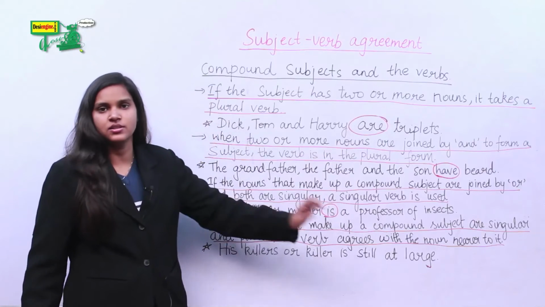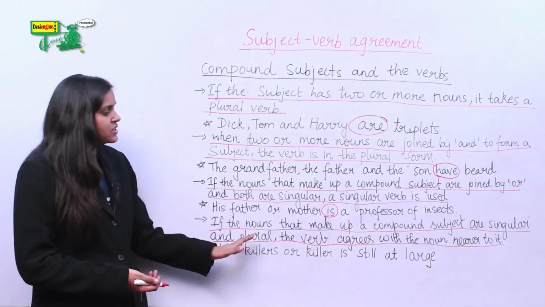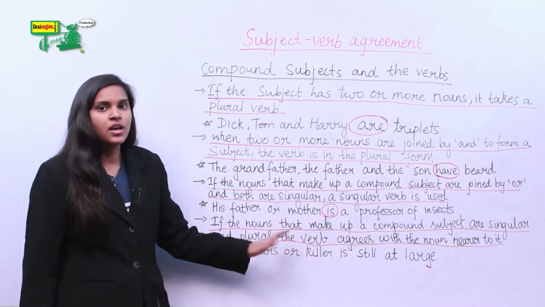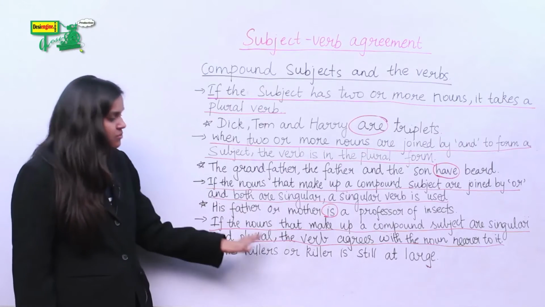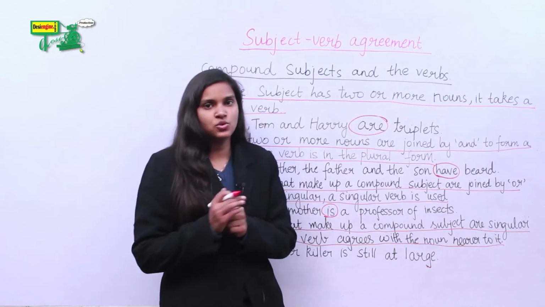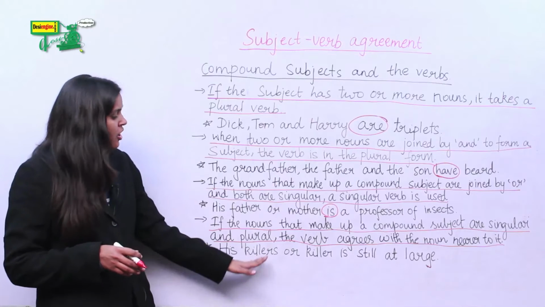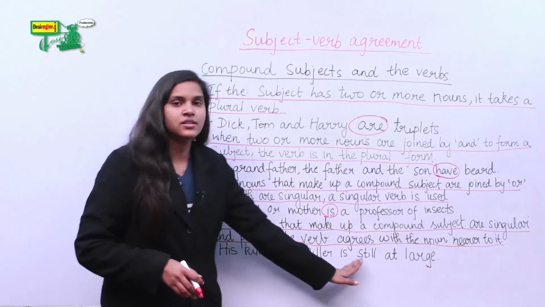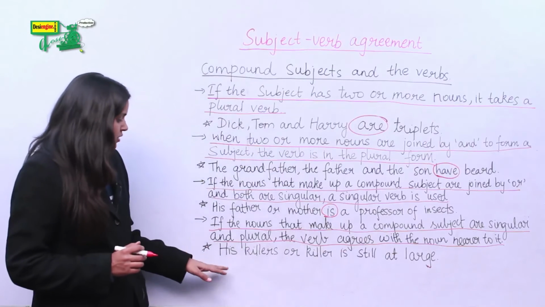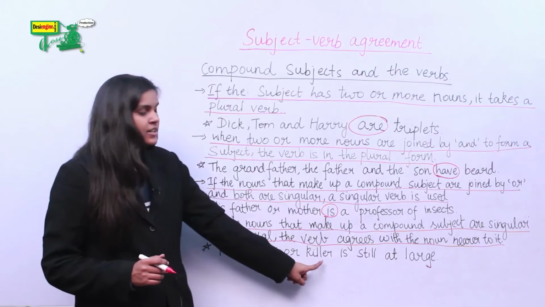The next rule is, if the nouns that make up a compound subject are singular and plural, the verb agrees with the noun just next to it. For example, in the sentence, his killers or killer is still at large. Here, the nouns are killers and killer.